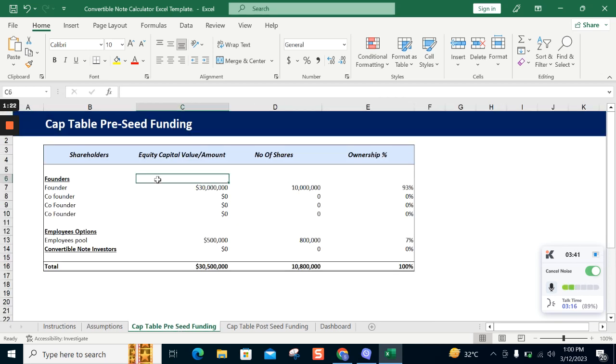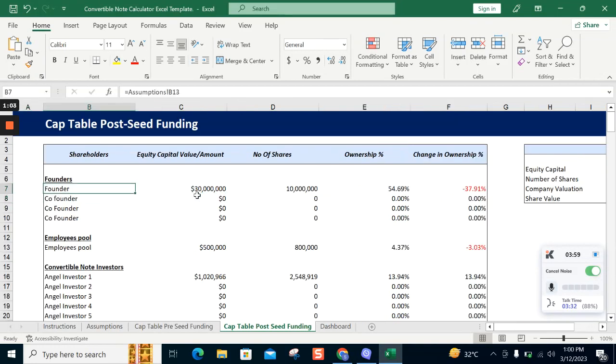The cap table pre-seed funding. This is the cap table before seed funding. The founder ownership in the company is 93% and the employee pool is 7%, along with the number of shares. The cap table post-seed funding shows the equity capital amount, number of shares, ownership, and the change in ownership. Before seed funding, the founder ownership was 93% and now the ownership is 54%. So the change in ownership is 37%. The founder ownership decreased by 37% when we converted the convertible notes.